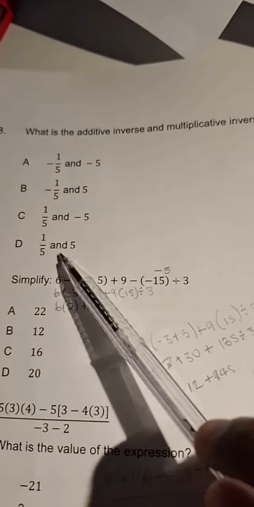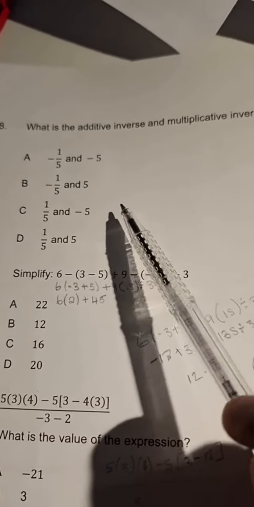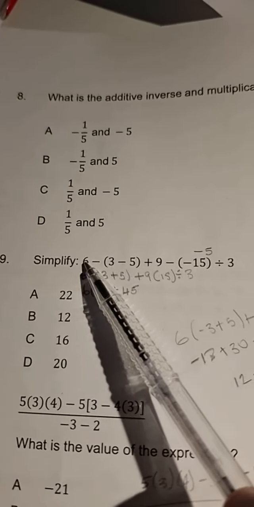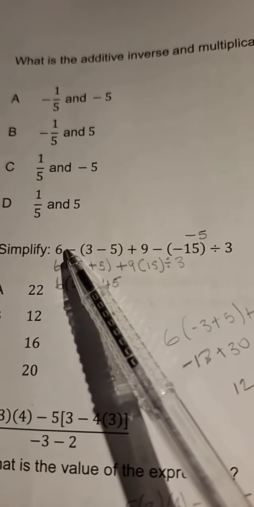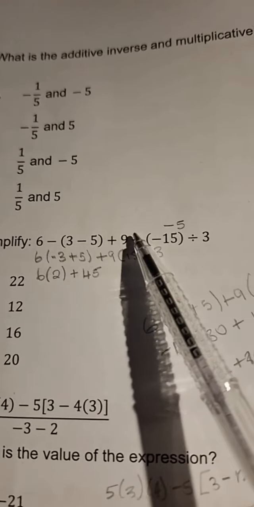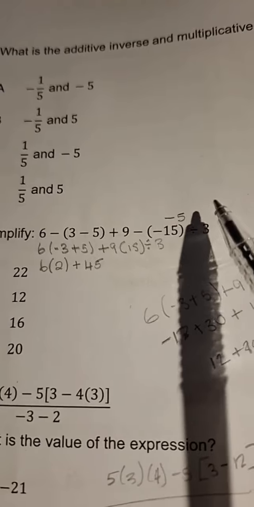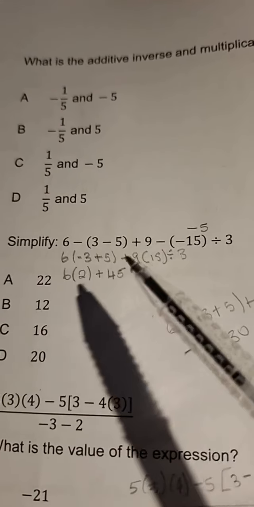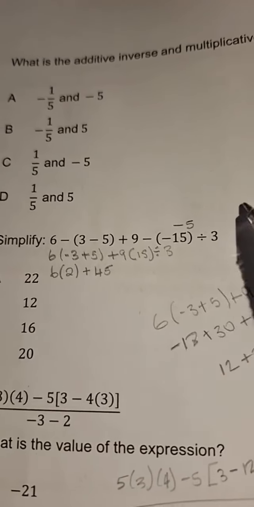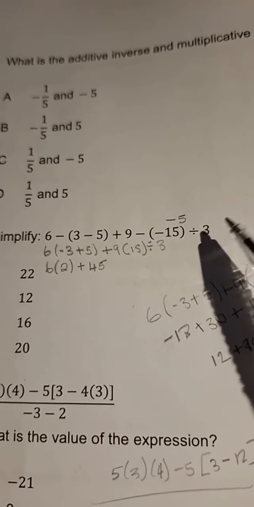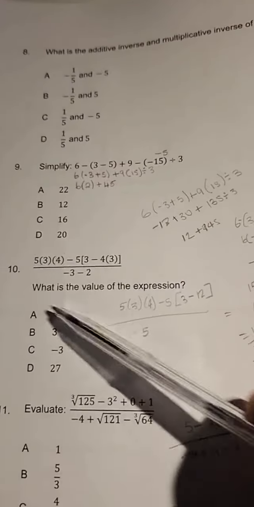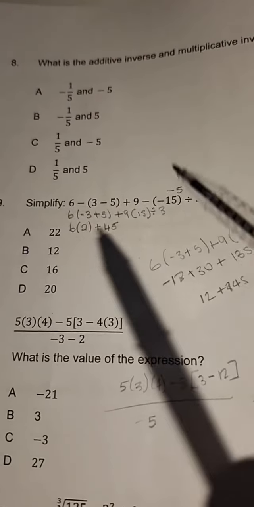So the question we have here is simplify. In as much as we need to know how to do the questions that I covered yesterday, we also need to know how to do these ones. Here we are told to simplify 6 minus (3 minus 5 plus 9) minus 15 divided by 3. Please don't mind the writing here, because this is a question paper that another learner was using last year. Just ignore it.